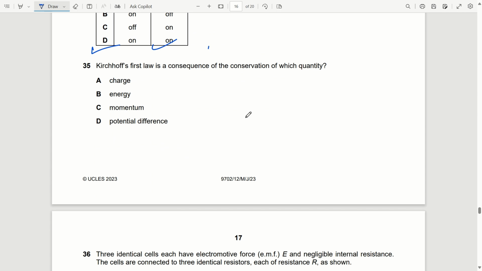35. Kirchhoff's first law is a consequence of conservation of charge. It is based on the law of conservation of charge.